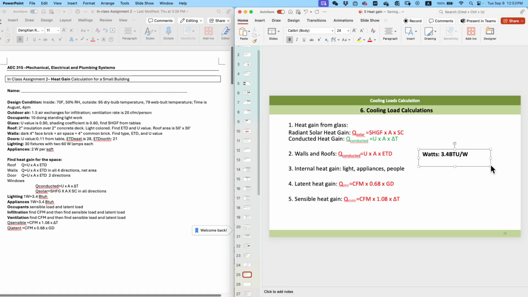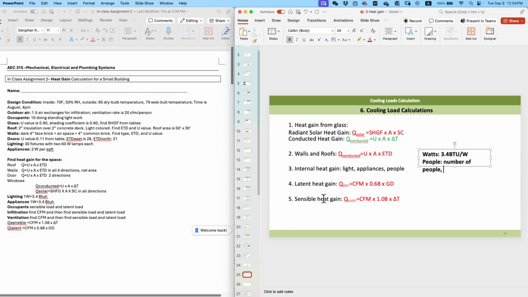And for people, you need to know the number of people and the activity of the people in this room or in this building. For sitting, standing, or light work, they have different activity, and for different activity they will have a different total heat gain. So you find the total heat gain per person, and by the number of people you can get the total heat gain from the people.